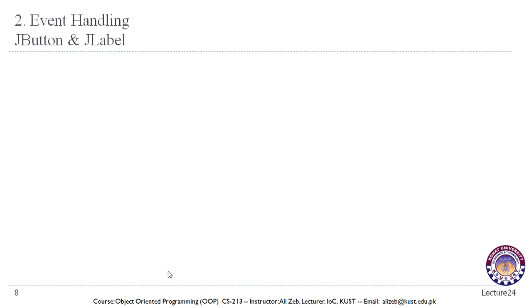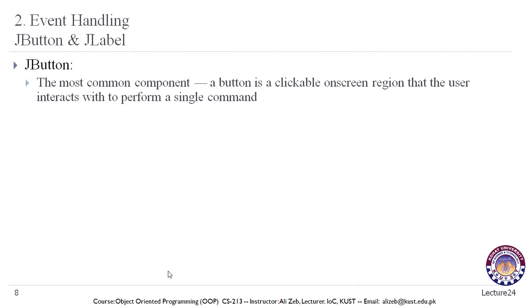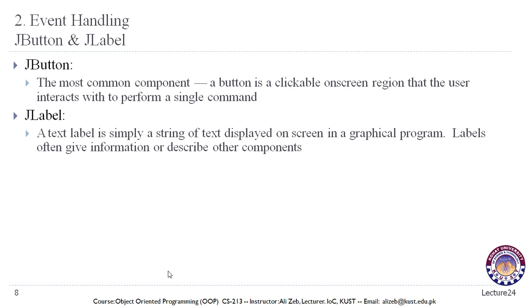For example, we can have buttons, JButton and JLabel classes. A JButton class, the most common component of button, is a clickable on-screen region that the user interacts with to perform a single command. JLabel, on the other hand, is a text label, simply a string of text displayed on screen in a graphical program. Labels often give information or describe other components. For example, we sometimes add a label to a text field that describes the function or the reason for that text field. There are methods associated with these components.